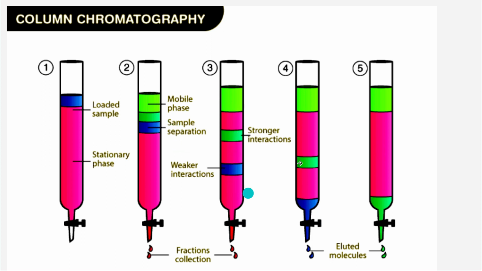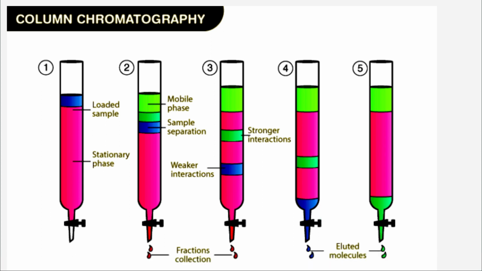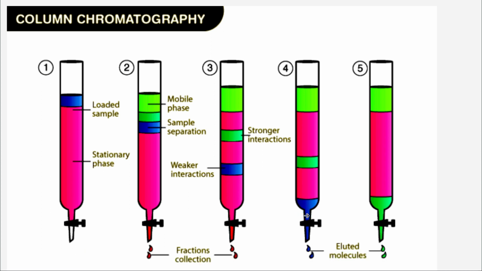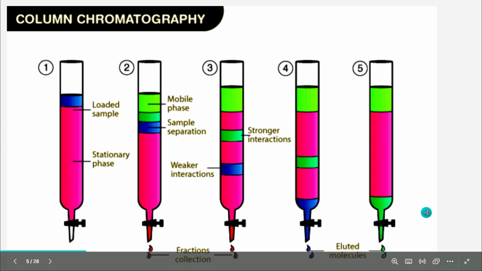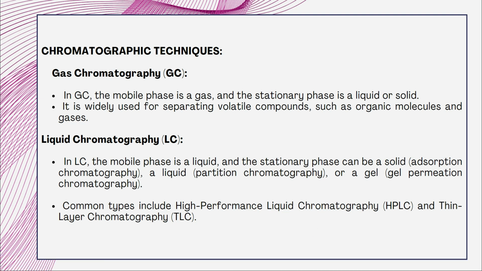So each fraction gets separated at a different time interval, and this separated fraction is collected, which we call the eluting sample or eluting molecules. Each separated sample is collected in different vials or test tubes and analyzed for the separated compounds. A similar principle is followed in TLC, but in reverse order, where the solvent migrates from the bottom to the upper direction.